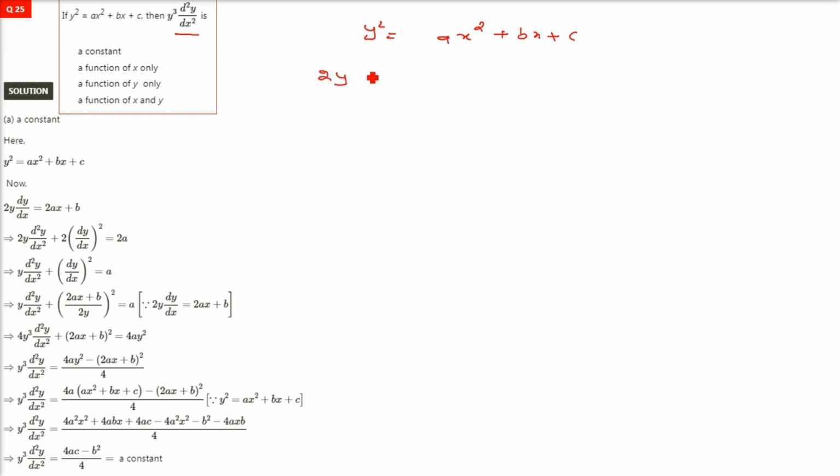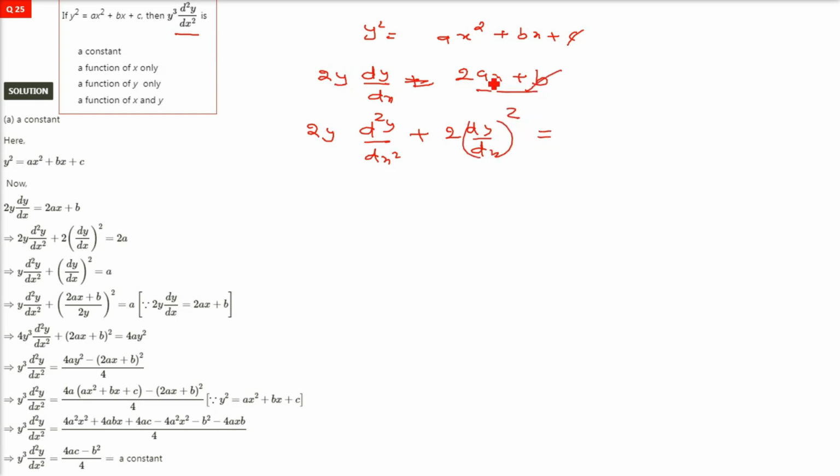Let us differentiate it. It is 2y dy by dx is equal to, on the right we have ax square, so it will be 2ax, bx will be b, and c will be 0. One more differentiation, 2 will be outside, so y d2y by dx2 plus dy by dx. Differentiation of dy by dx will again be dy by dx, so it will be dy by dx whole square, and this is going to be equal to b will be 0, 2ax will be 2a only.